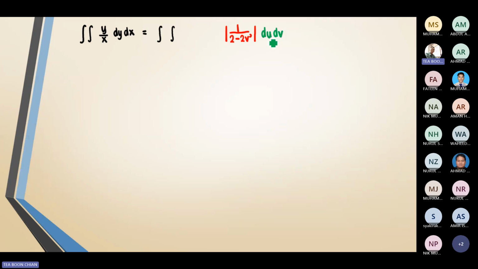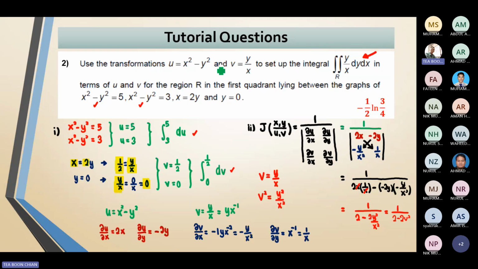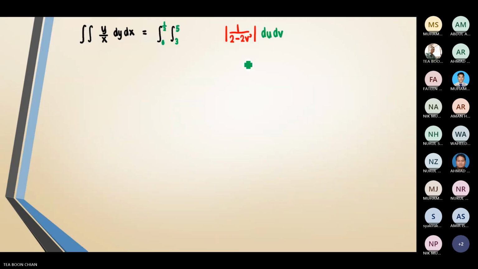Now, please be careful. I set du in the front place. Therefore, the interval should be from 3 to 5. dv is outside, therefore dv should be 0 to 1 over 2. So y over x is transformed into v. So again, y over x into v, dy dx becomes the Jacobian transform 1 over 2 minus 2v squared du dv. So everything has been set up. Then next, you can continue by the integration.